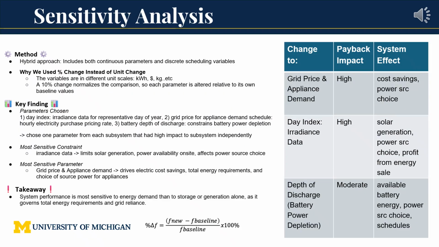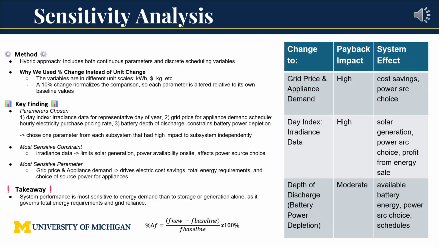Sensitivity analysis. We performed a sensitivity analysis to evaluate how key system parameters affect our overall performance objective. A hybrid approach was used, applying a 10% perturbation of continuous variables and nearest neighboring changes for discrete variables. The 10% change was used to normalize comparison across variables with different units. We selected one parameter from each subsystem: irradiance for solar, grid price for appliance demand, and depth of discharge for battery, since individually they had high impacts on their subsystem independently.